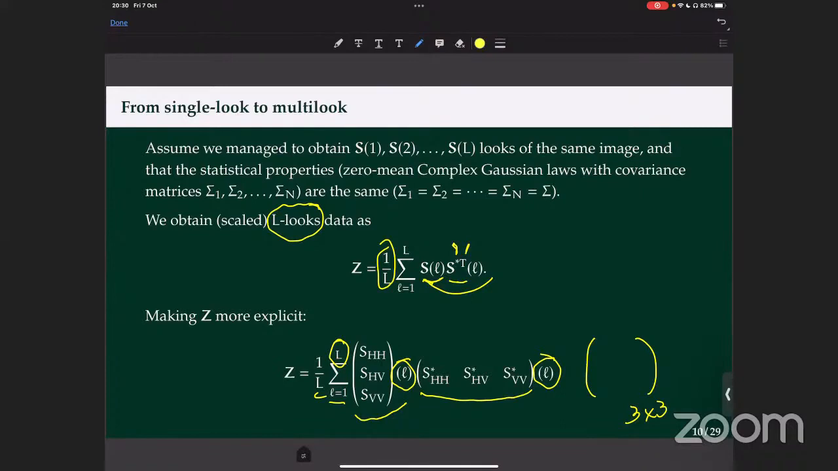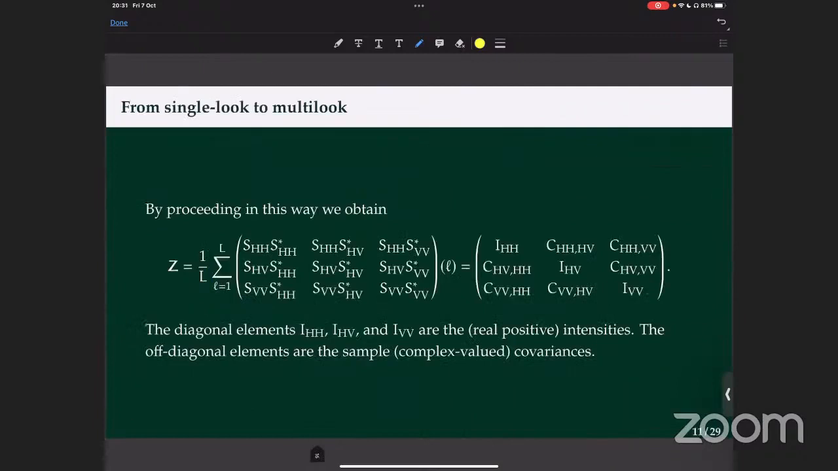The question is, Goodman had derived the distribution of S. S was a complex normal random variable characterized by a covariance matrix. Knowing this, how do I go from this to the distribution of Z? Who did that? Ulaby. But let's make it more explicit. By proceeding in this way, what do we have? We have the average of L copies of this matrix.